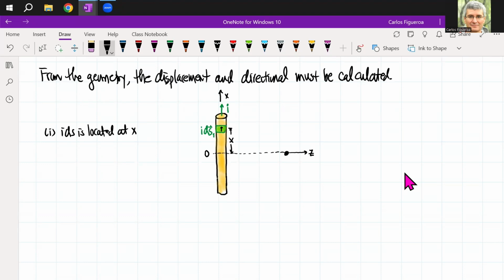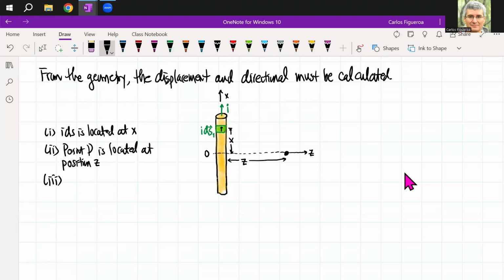Now, the next thing that I have to do here is note that the position here, I'm going to label as Z right here. So I'm going to say that the point P is located at position Z.